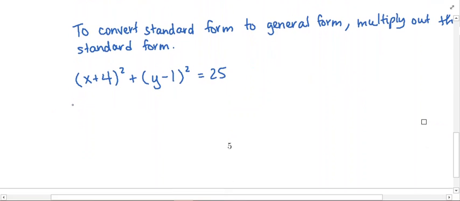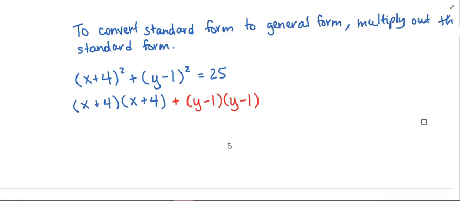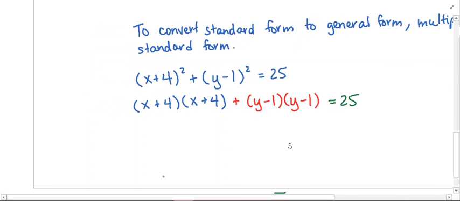If you have x plus 4 squared, that means you need to do x plus 4 times x plus 4. And then if you have y minus 1 squared, we need to do y minus 1 times y minus 1. We've got to multiply it by itself. And then on the other side we have this 25. So I'm going to come out to the side and do some work.